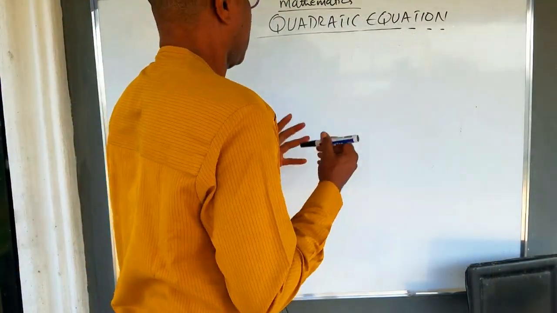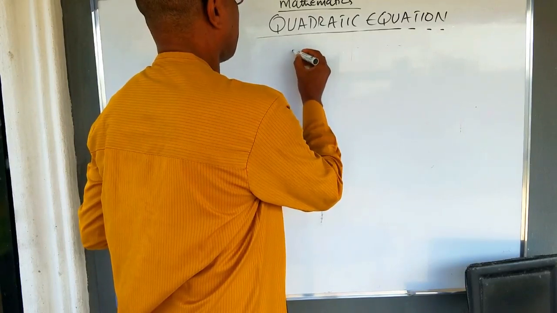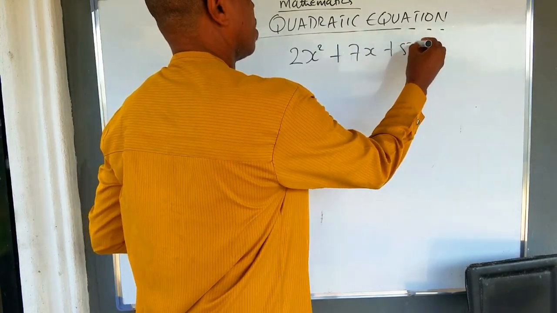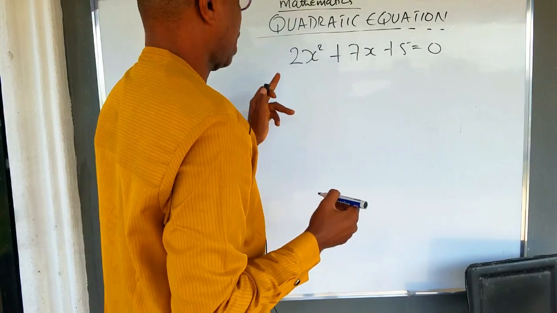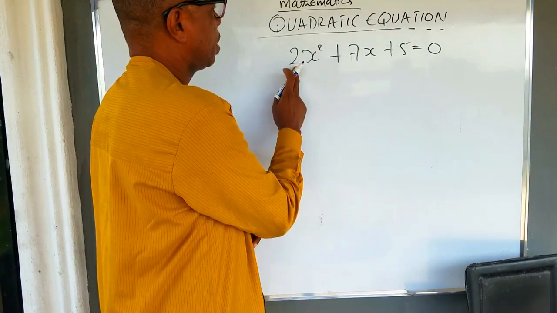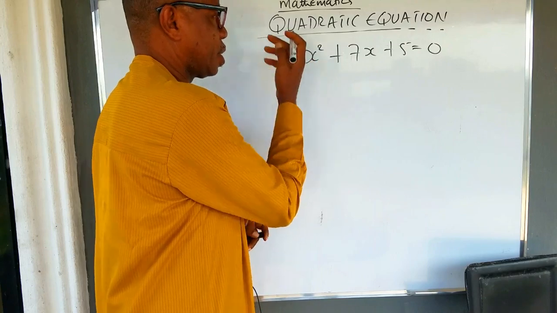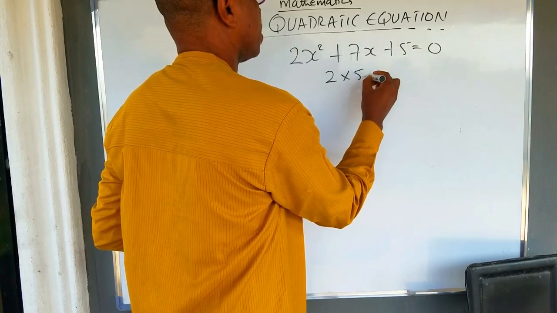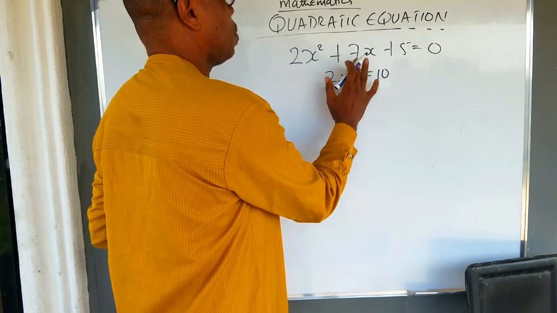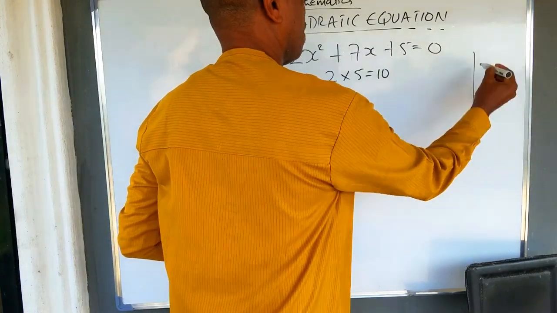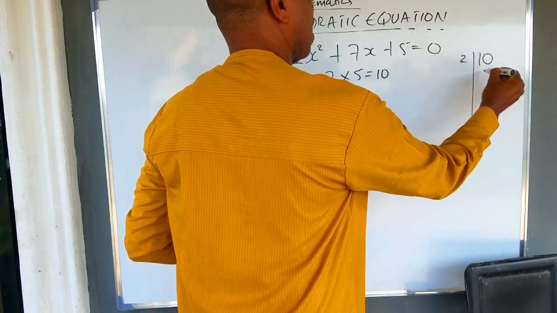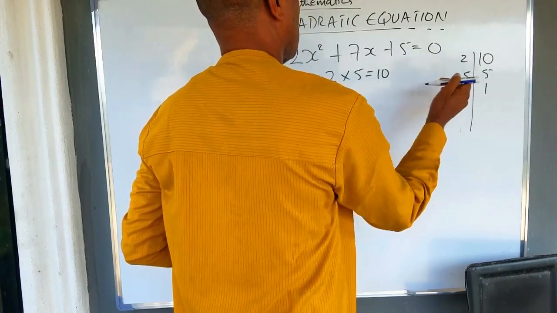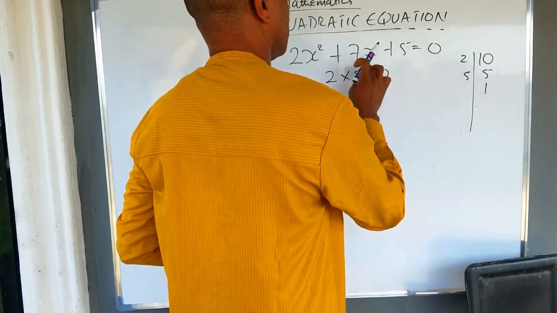Let's go a little bit higher and check when we have a number in front. For instance, 2x squared plus 7x plus 5 equal to 0. Now notice that we now have 2 before this x squared. So with the same process applied, we just say 2 times 5, that will give us 10. We're looking for the numbers we use to replace this 7x. So we can follow the same process for convenience. So just say 2 divide 10, 5, 5, 1. So we have 2 and 5. 2 and 5. That means 2x and 5x can replace this.